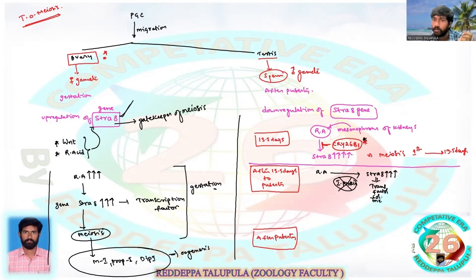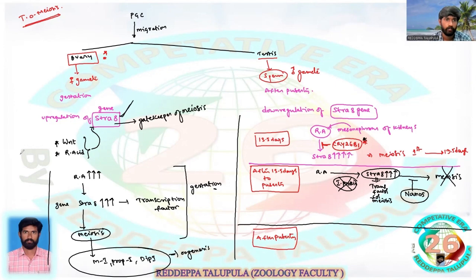for meiosis. Even though, meiosis will not happen. Why? Because the inhibitor of this gene, nothing but Nanos, will be present. It causes STRA8 suppression. Because of this, from 13.5 days to puberty, the function of the STRA8 gene, that means initiation and promotion of meiosis, will not happen in the testis. Because of this, meiosis will be stopped. Okay, now after puberty, what will be the situation?